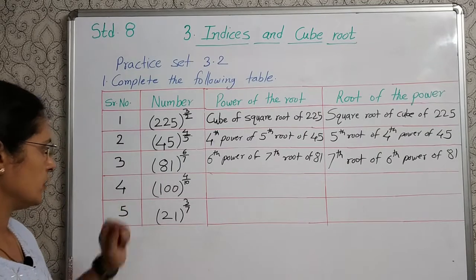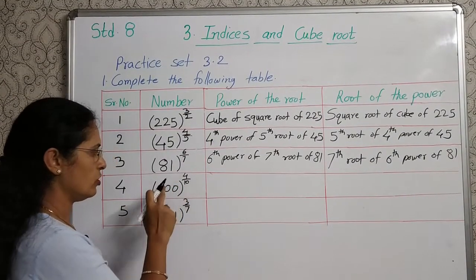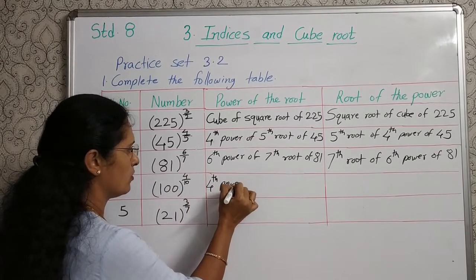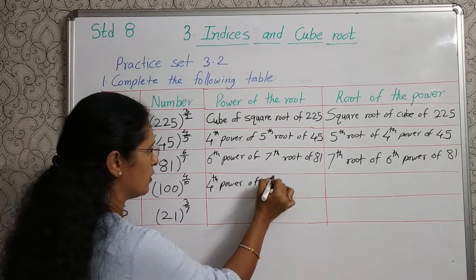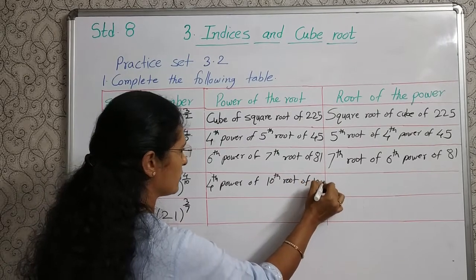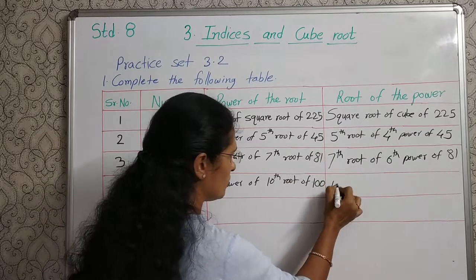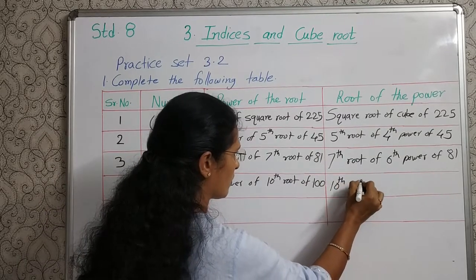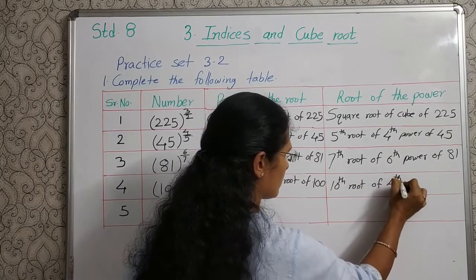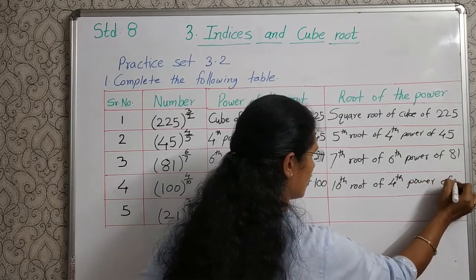Now fourth one. Here 4th power of 10th root of 100. And next, first we'll write root, that is 10th root of 4th power of 100.